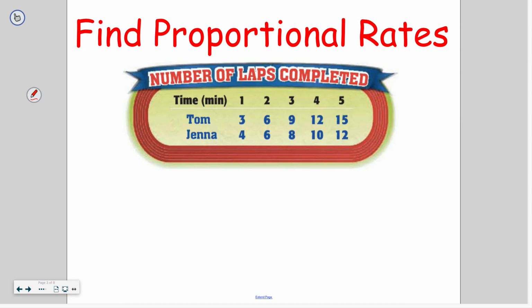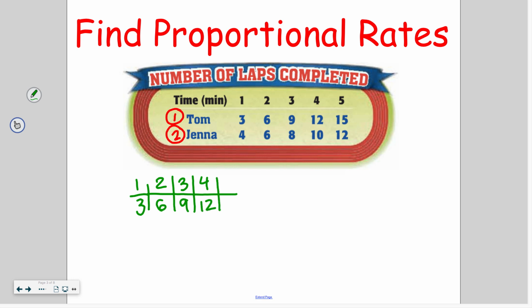So looking first at this problem right here, we're going to see if the rates are proportional. We have two different scenarios we're going to look at. First, we're going to look at Tom, then we're going to look at Jenna. If we're looking at Tom, we're looking at the values 1, 3, 2, 6, 3, 9, 4, 12, and 5, 15. So that's the table for Tom.